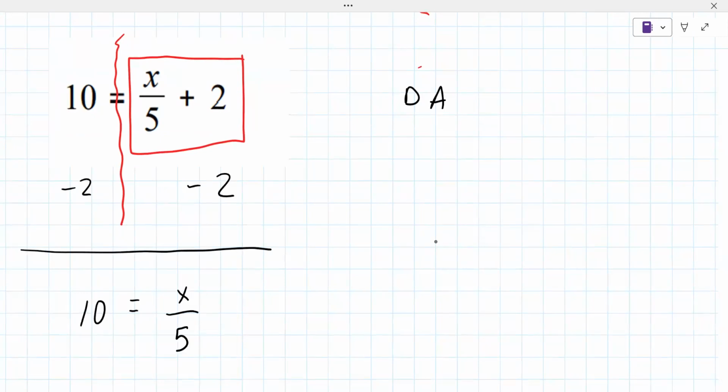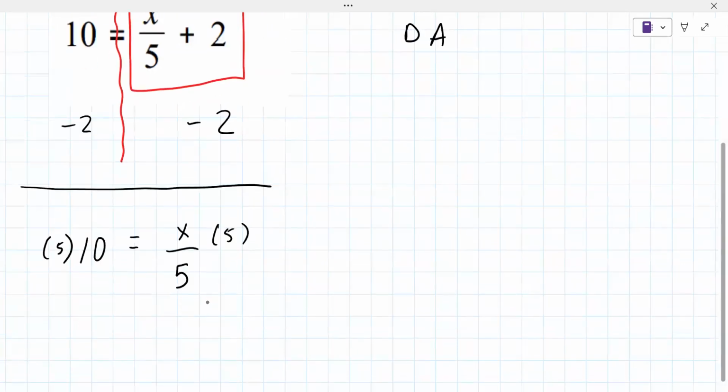Now, how do you undo division in that case? Do you understand my question? Yeah. All right. How do you undo division? You have to do multiplication. 5 times 10 is 50. That's right. You're going to multiply both sides by 5. So x equals 50.